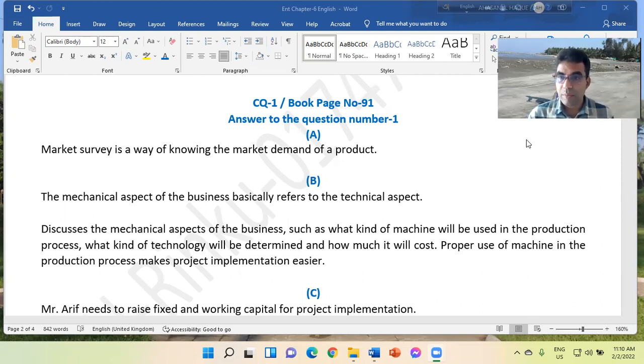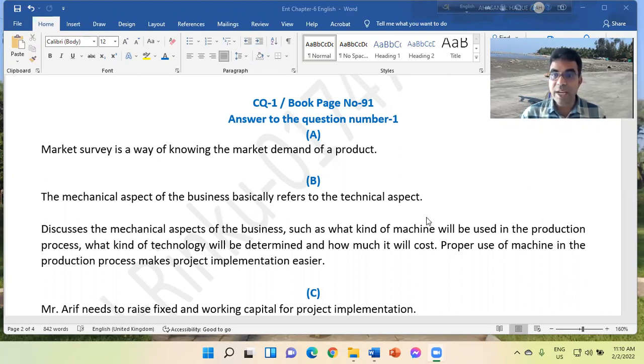Yes sir. Tell me, what's the meaning of technical aspect? Which side has been discussed here? Technical aspect means mechanical aspect. So mechanical aspect means which types of machineries will be used to produce the products in your institution, what types of technology will be used, and how much it will cost to purchase this technology. And proper use of this machine in the production process makes the project implementation easier.